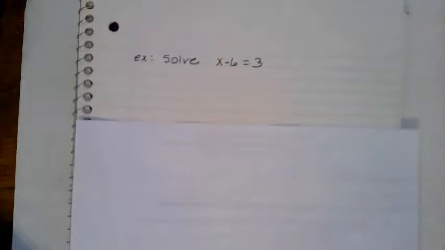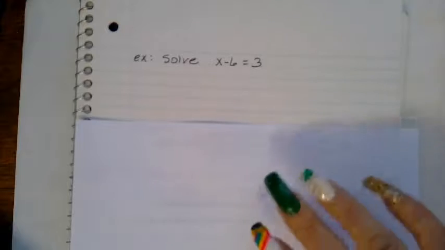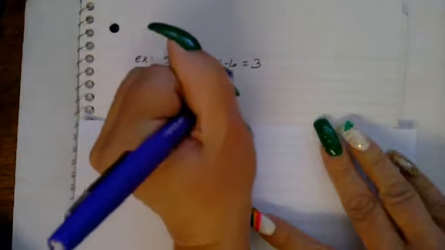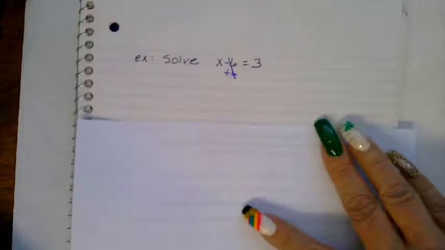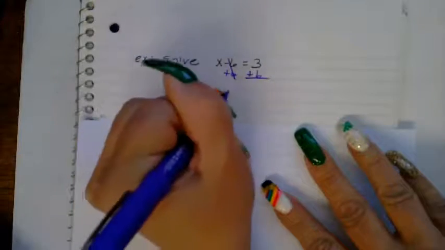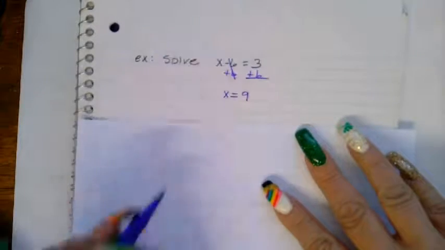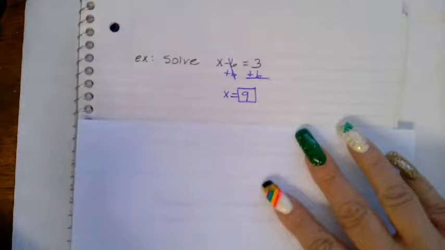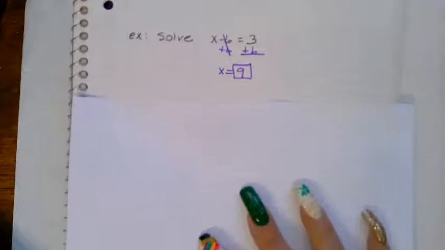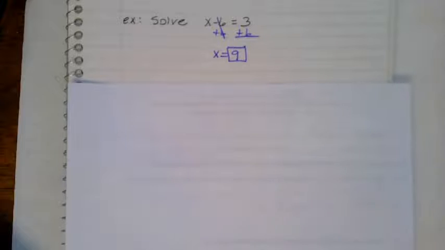x minus 6 equals 3. This time we have a subtraction, right? We're going to do the opposite, and we're going to add 6 to both sides. That 6 cancels out. We're going to add a 6 to this side, so we're left with x equals 9. And remember, you're just putting the 9 in the box. If you put the x in there, it will mark it wrong. Okay? Go ahead and pause if you need to.